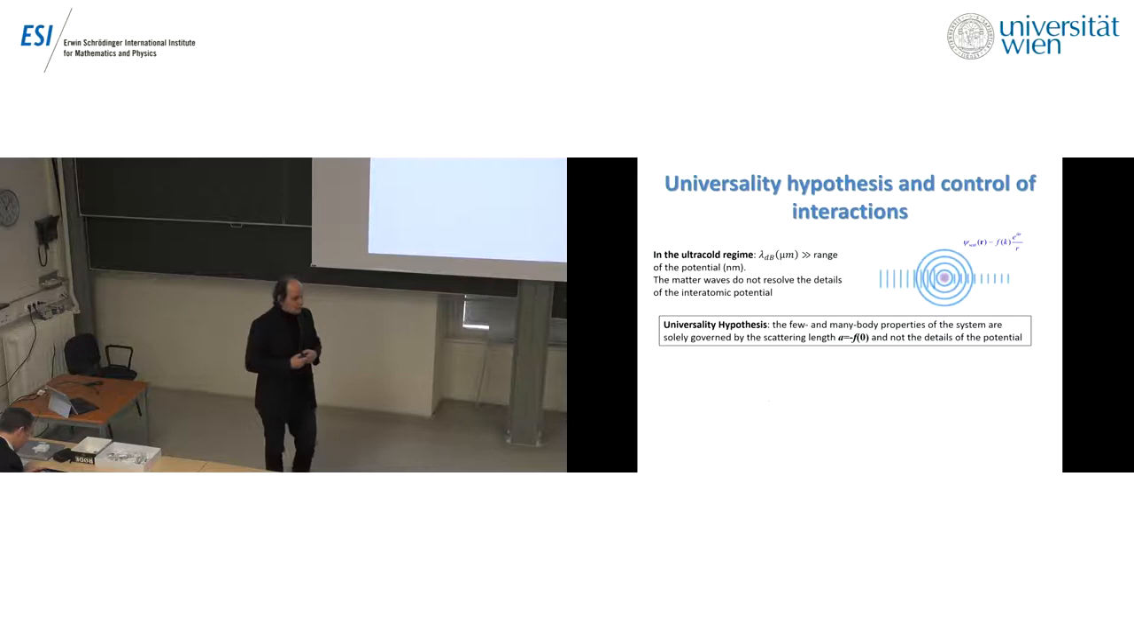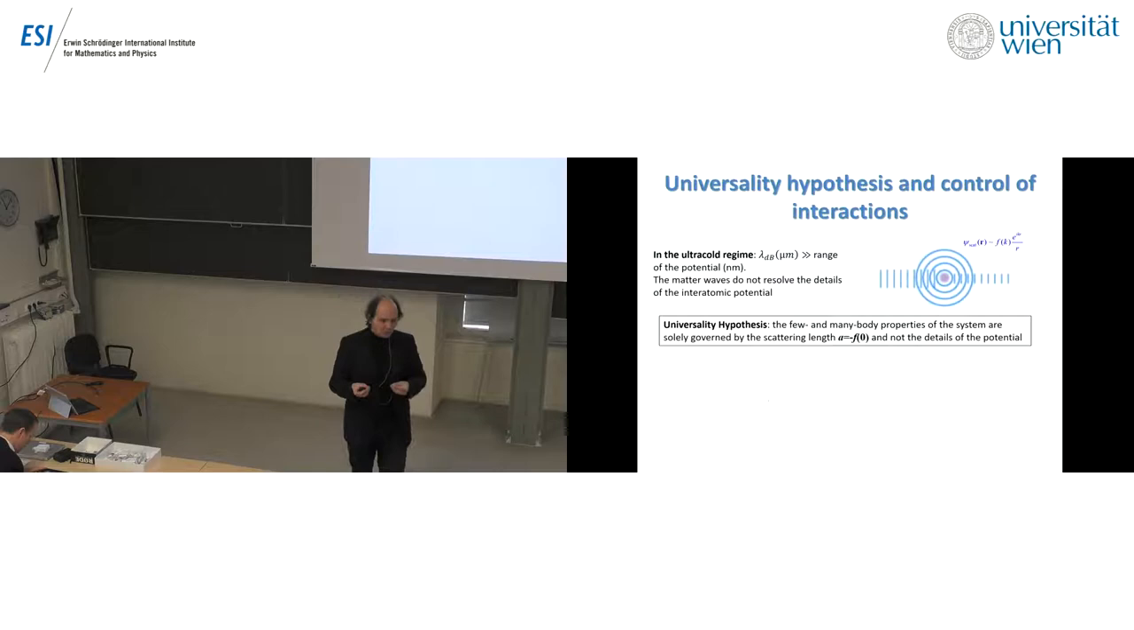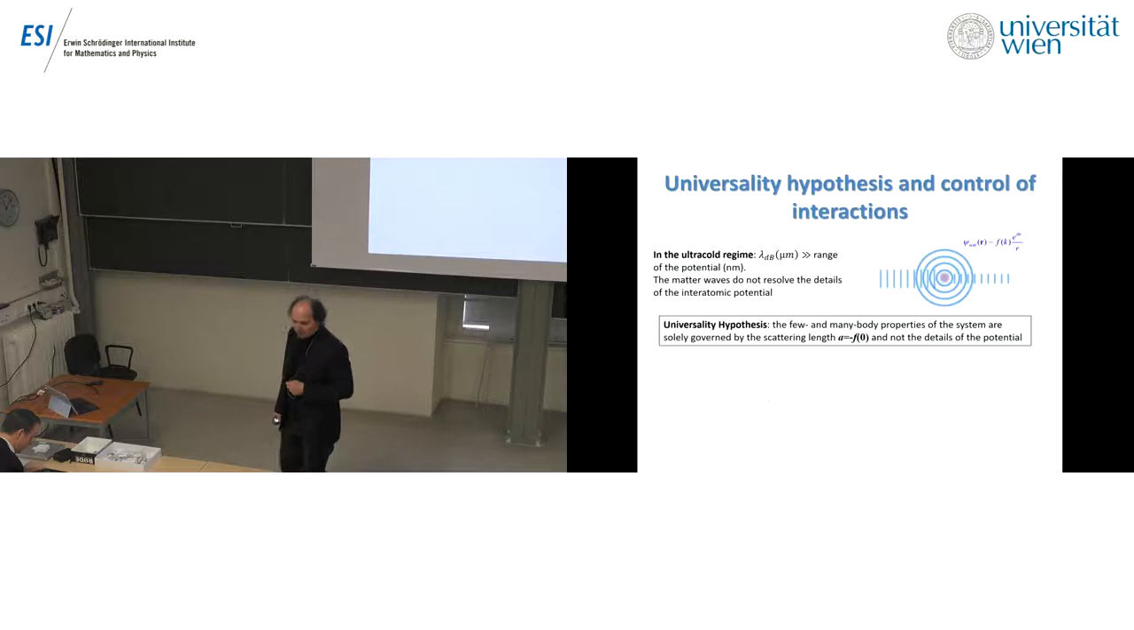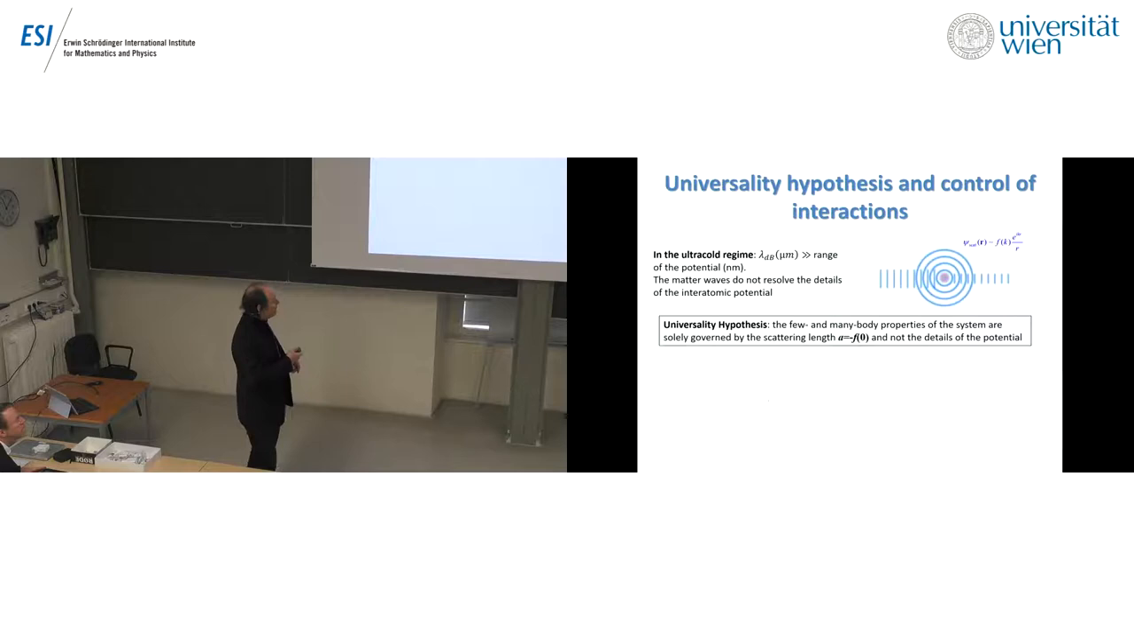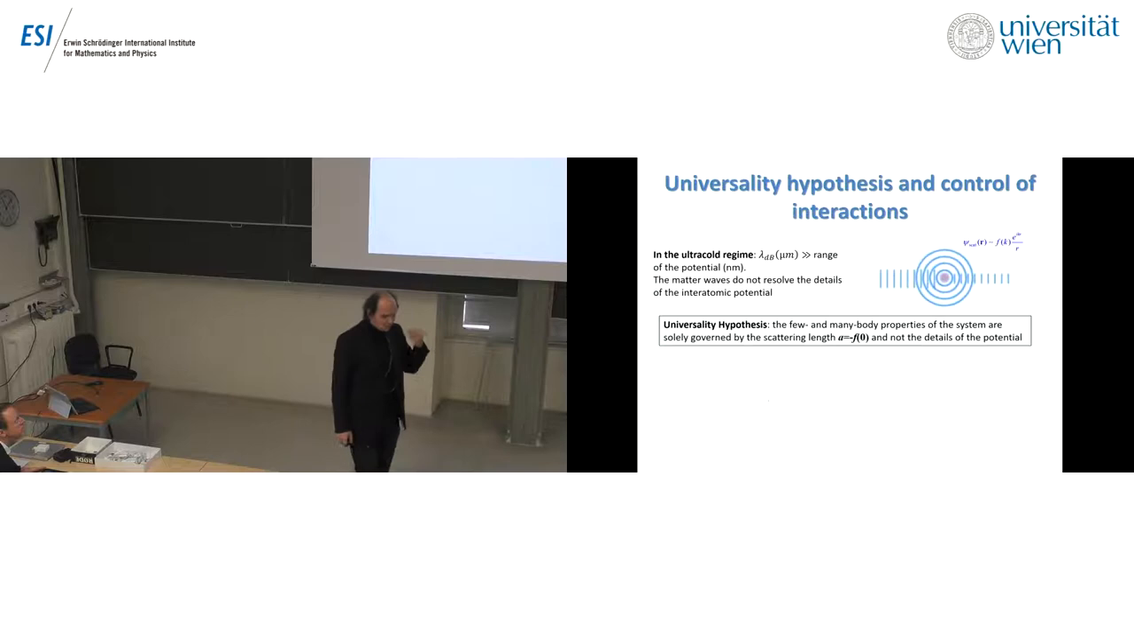And so the idea is to take your very complex interatomic potential that includes all the very nasty molecular physics that you expect in this kind of problem, and replace it by any kind of potential you wish, so renormalized delta, some Bethe-Peierls boundary condition, whatever you want, as long as at the end you get exactly the same scattering length.